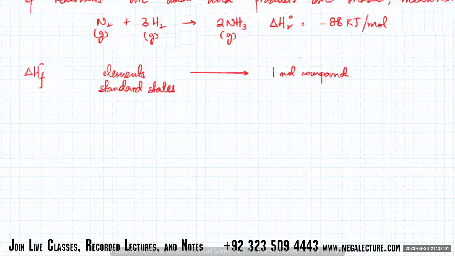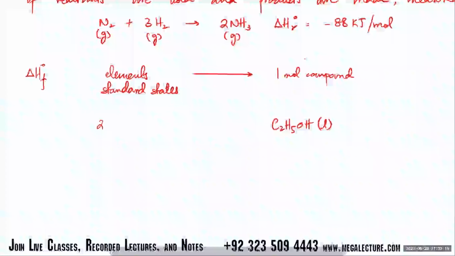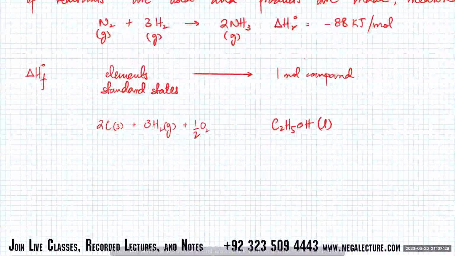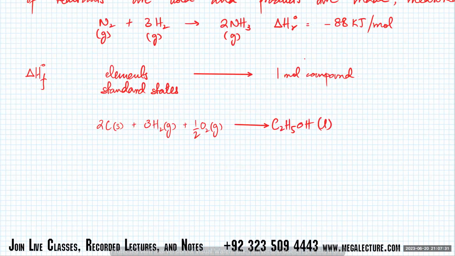So I'll just give you some examples. Like if they tell you enthalpy of formation of ethanol, so 1 mole of ethanol, C2H5OH, liquid. It should be formed from its elements. The elements are what? Carbon, that's a solid. And I've got H2 gas molecules. And I've got half O2 gas molecule. So the enthalpy change of this reaction is enthalpy of formation.